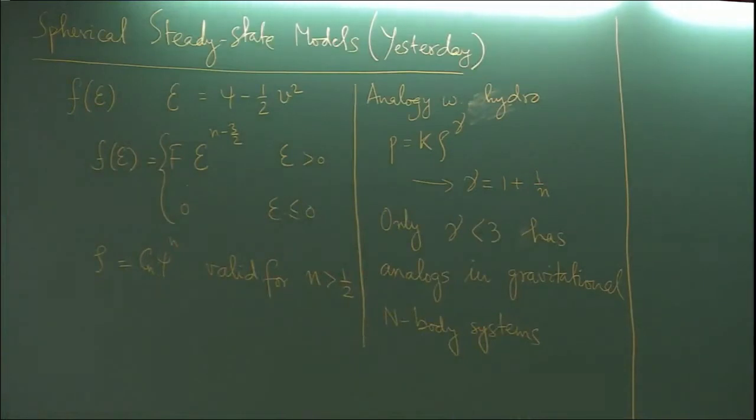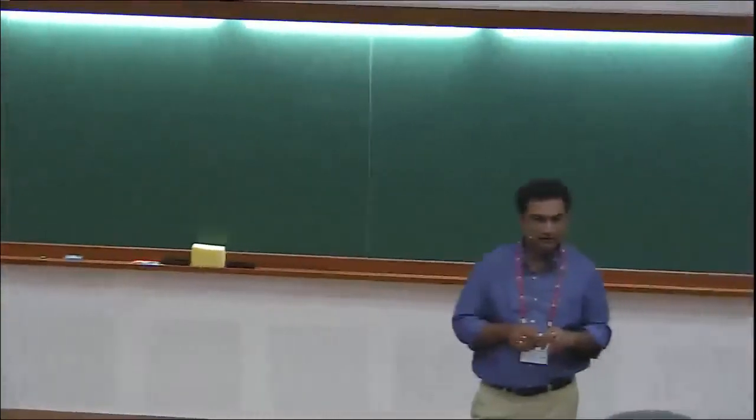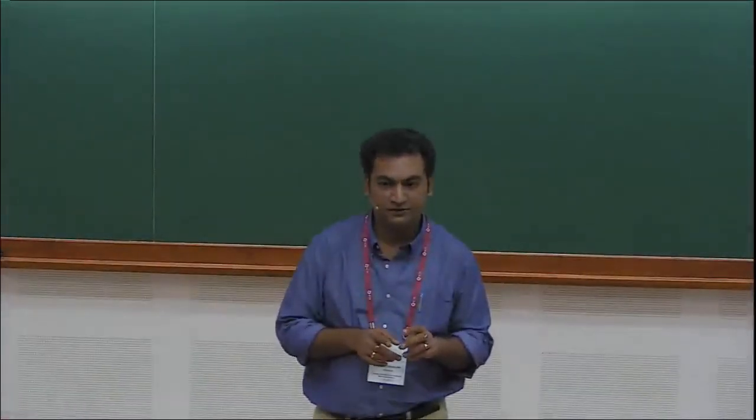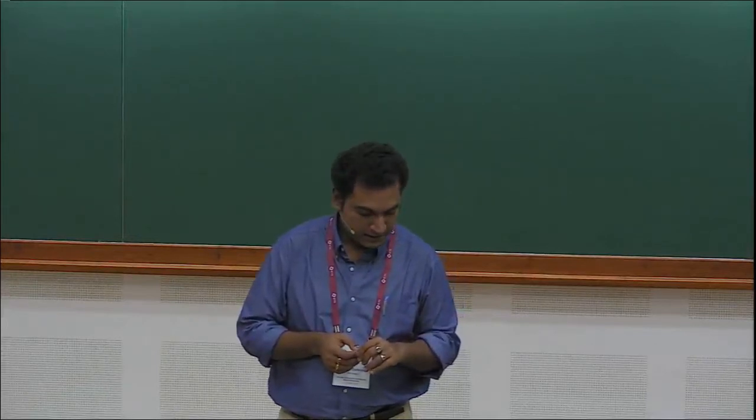So we will try to solve some particular cases for this kind of polytropic distribution functions. So of course, this is a family of distribution functions. You can generate many different types of densities and potentials. I have chosen a few that are particularly interesting for astrophysical purposes, for star clusters, galaxies, etc. So let's get on with it.